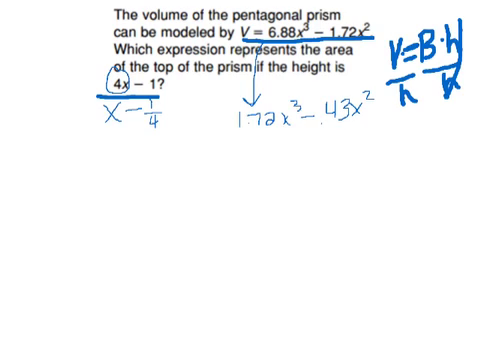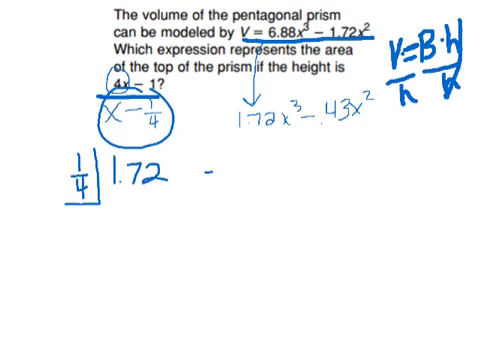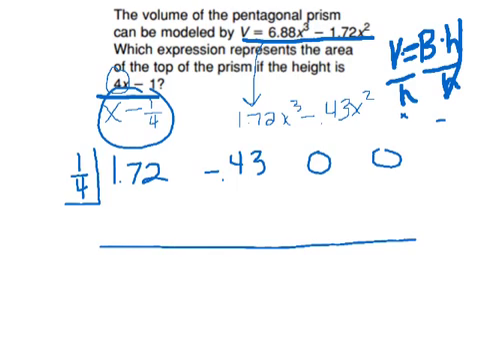So we do the opposite of the factor. We're going to put 1/4 right here, or 0.25, either way is fine. And we put in 1.72 here, negative 0.43, and then we have to put in 0 and 0. Because remember, we don't have an x term or a constant term, so we've got to put those in as 0, because that's going to especially affect how we interpret our answer.